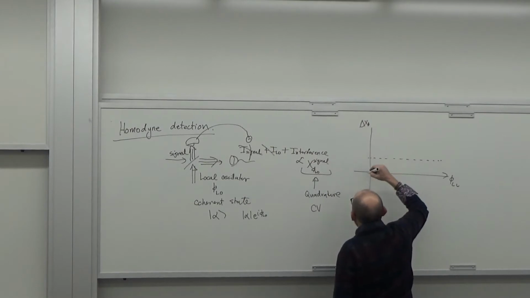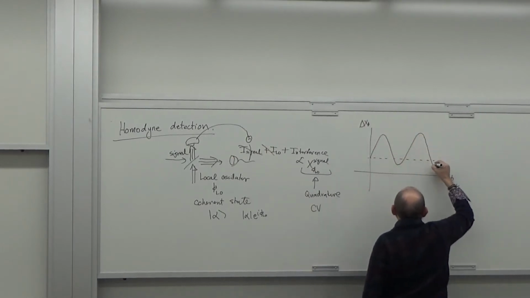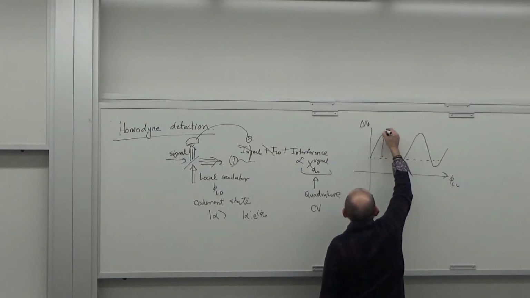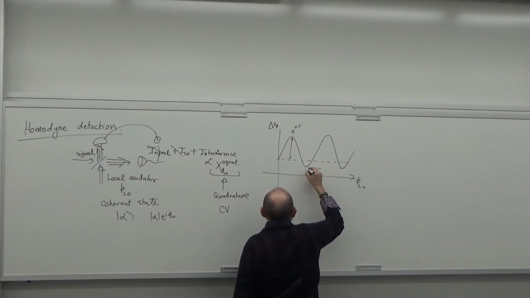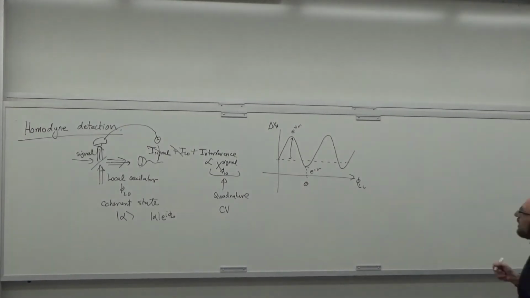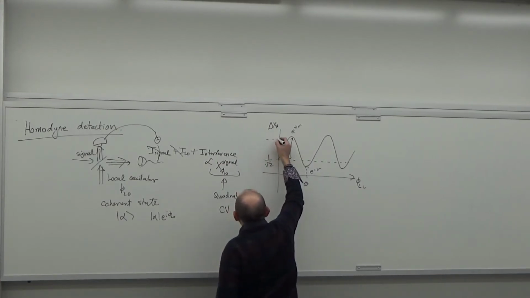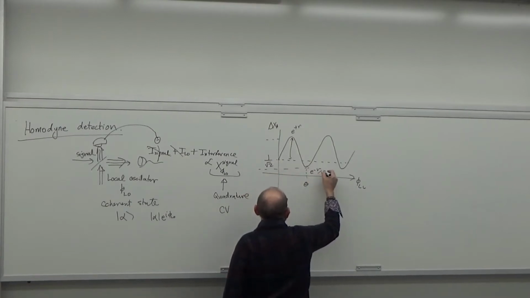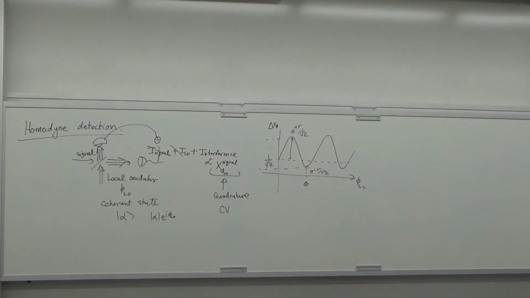But then, as we vary this, we'll see something that might look like this, where this is either the plus R and this is either the minus R. At these particular phases, we would see noise below the vacuum level, and at others noise above the vacuum level. That would be our signature of seeing squeezing. Okay?